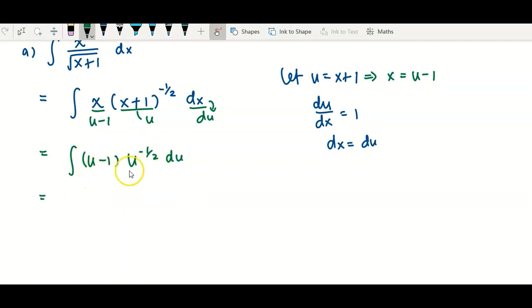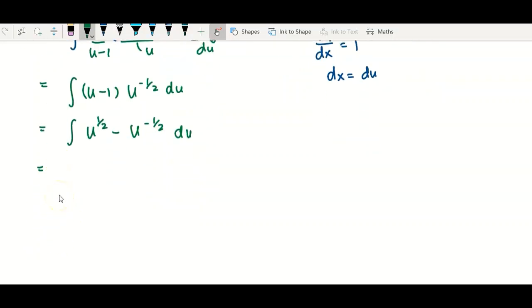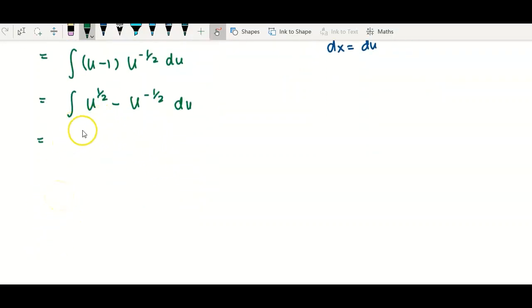Then now we can expand this before we integrate. I have u power of 1 over 2, because u power of 1 minus 1 over 2, I have u power of 1 over 2. And this negative 1 multiplied by this, I have u power of negative 1 over 2. So now you've got two separate terms. You can start to integrate now.